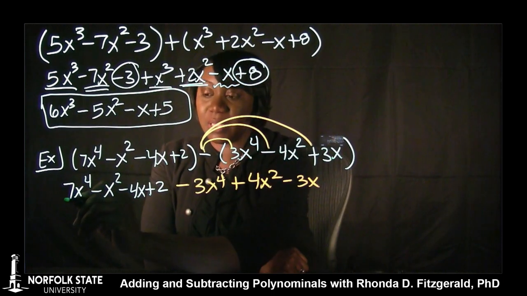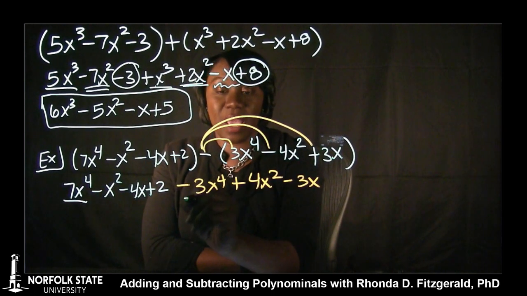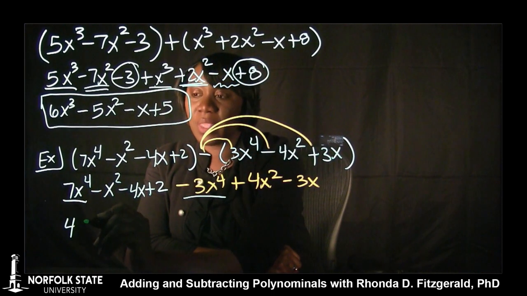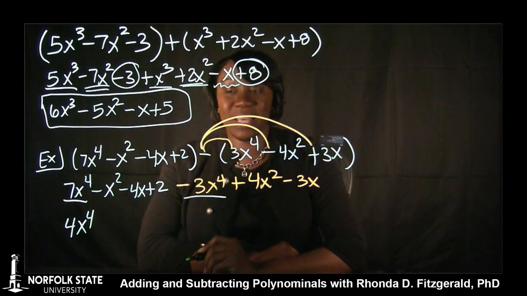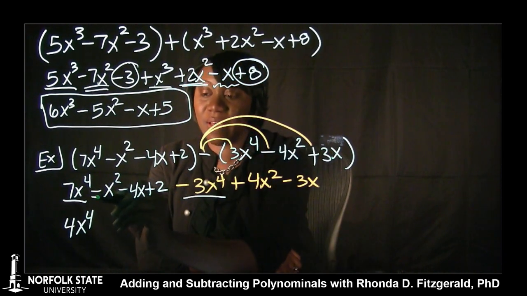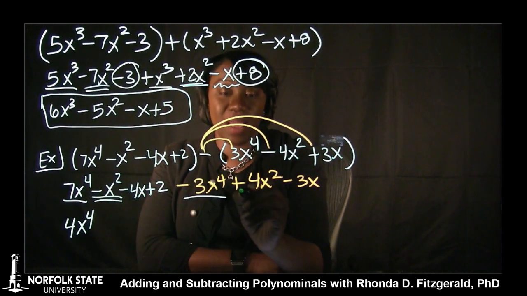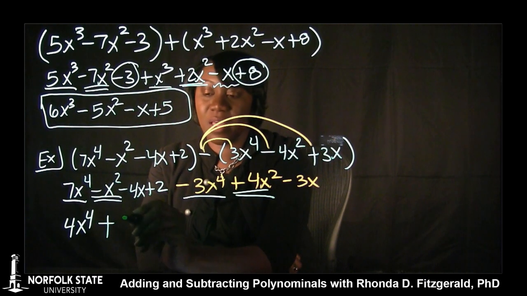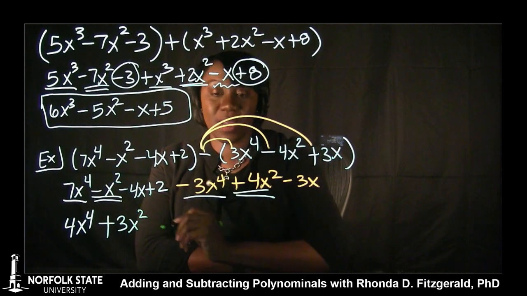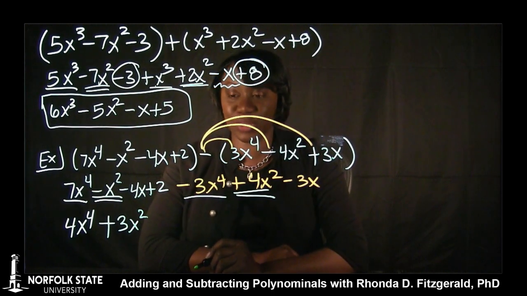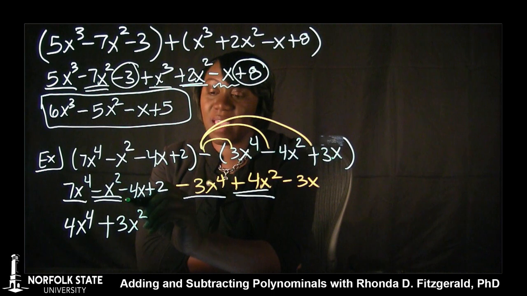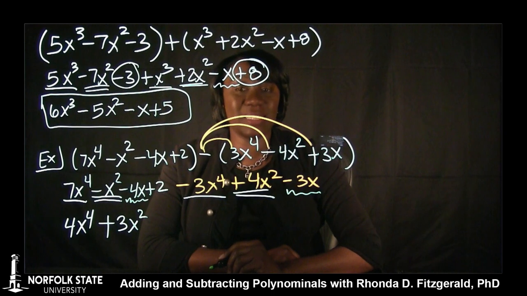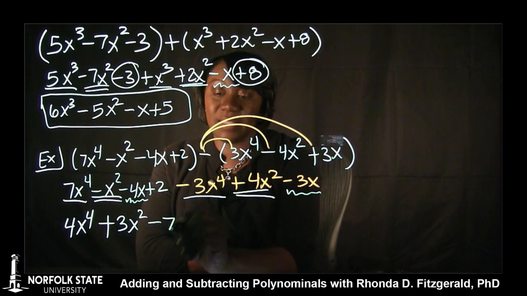So let's find our like terms again. I have a 7x to the fourth and a minus 3x to the fourth. When added together, we have a 4x to the fourth. And our next set of like terms, we see we have a negative 1x squared and a positive 4x squared. When added together, that becomes a positive 3x squared. And then we go to our x term, and here I see that I have a negative 4x, and here I have a negative 3x. When added together, that gives us a negative 7x.